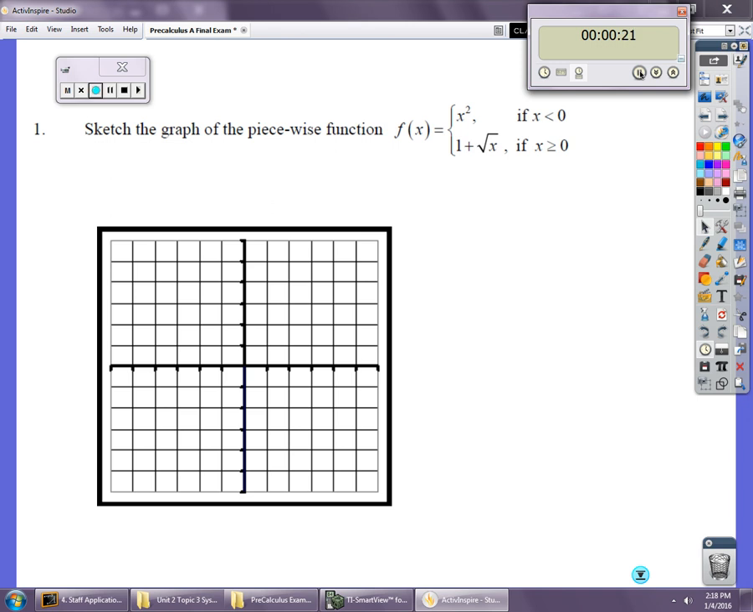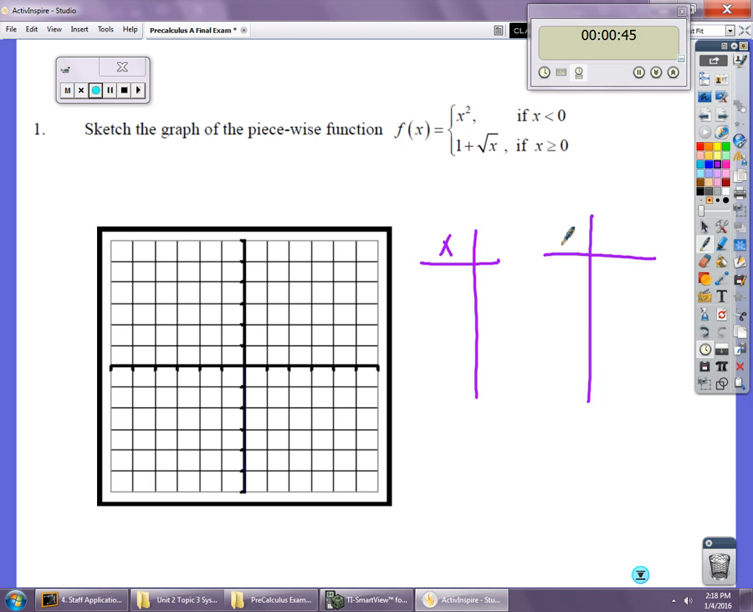So the first question is in the no calculator section. And it says, sketch the graph of the piecewise function x squared if x is less than 0, and 1 plus the square root of x if x is greater than or equal to 0. Okay, so we can't use a calculator, so let me think about what these two functions are going to look like. In this one is going to be my graph of x squared, and in this one I'm going to use the equation of 1 plus the square root of x.